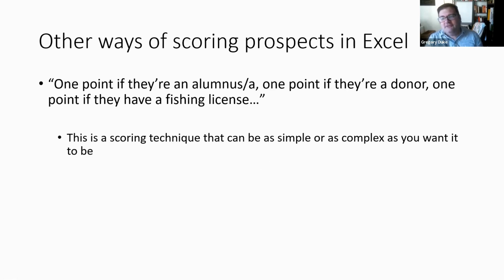So there are other ways other than RFM to score prospects, and the most common I've ever seen, and in fact, this is what I was asked to do specifically for the Excel workshop in New Orleans, was to score prospects by giving them 1 point if they had each of a certain field in their record. So you get 1 point if you're an alumnus. You get 1 point if you're a donor. You get 1 point if they have a fishing license. And I always throw that in because Texas used to do that. Give people points if they had a fishing license.